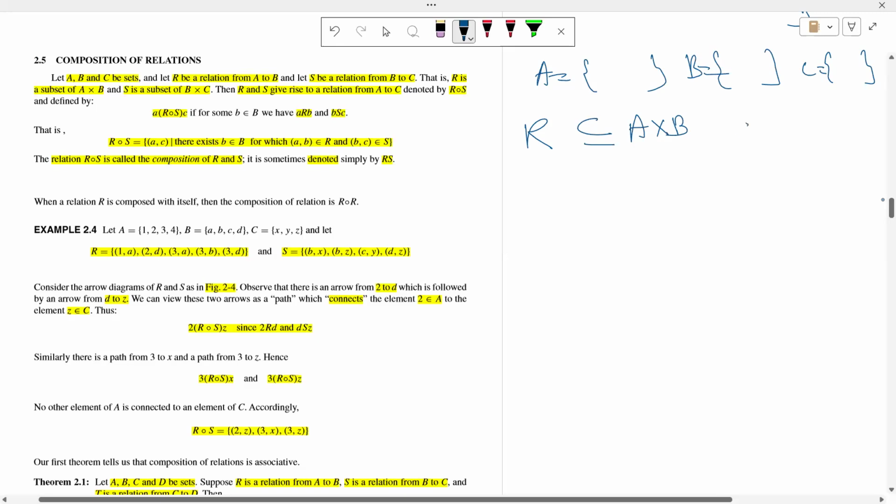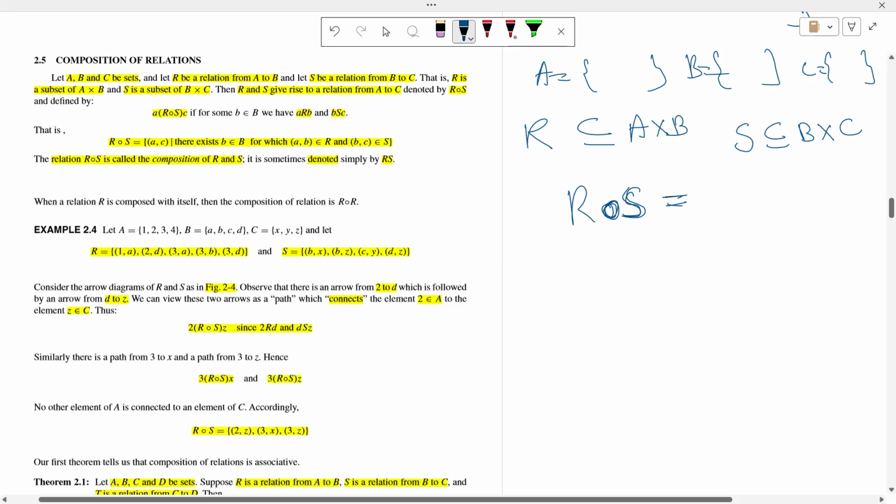There is another relation S that is a subset of B cross C. There is a relation R from A to B, and another relation S from B to C. Then we can find the composition relation R of S. In the previous case of functions, we write the second element first, S of R. But if it is a relation, we write the same way, R of S. That is a composition of a relation.